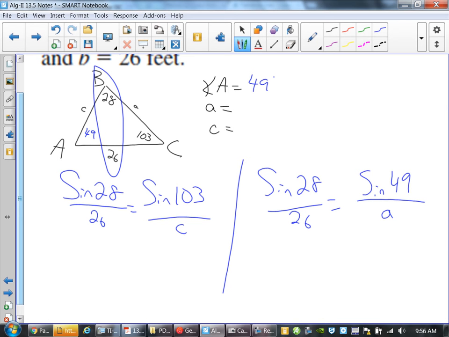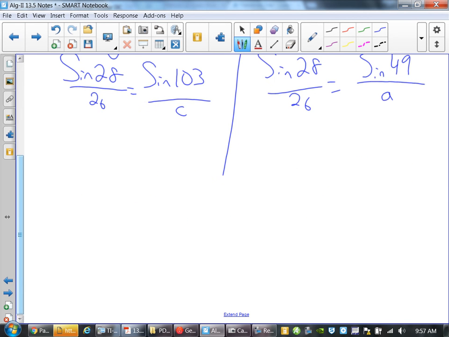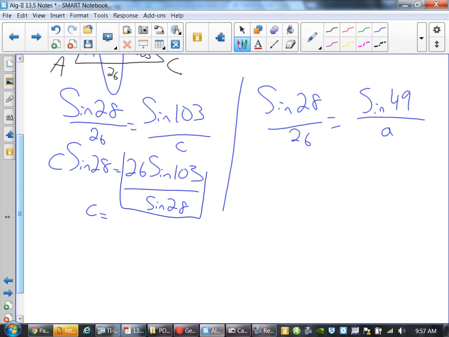Now, one of the things I want you guys to remember when you're doing this: try to write it out, that way you see where things are going. I know if I go across and move this up, I'm going to get c sine 28 is 26 sine 103. And then I just got to divide it by the sine of 28. That's going to give me my value of c.